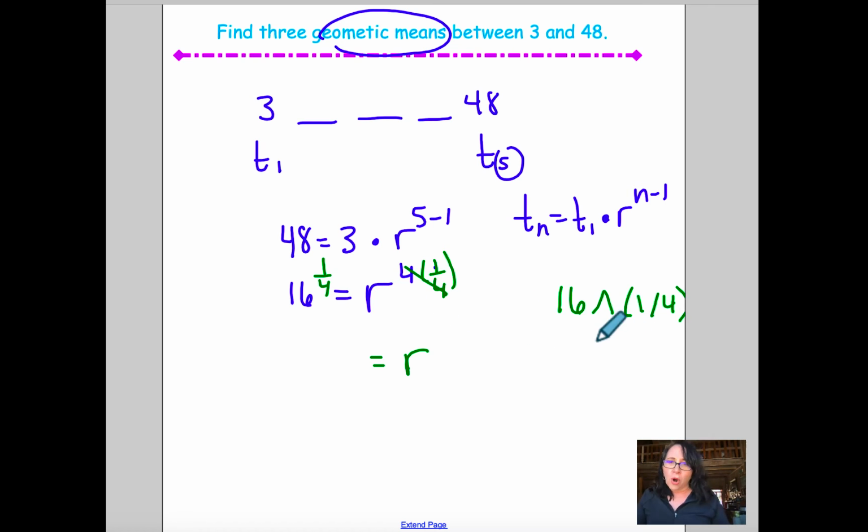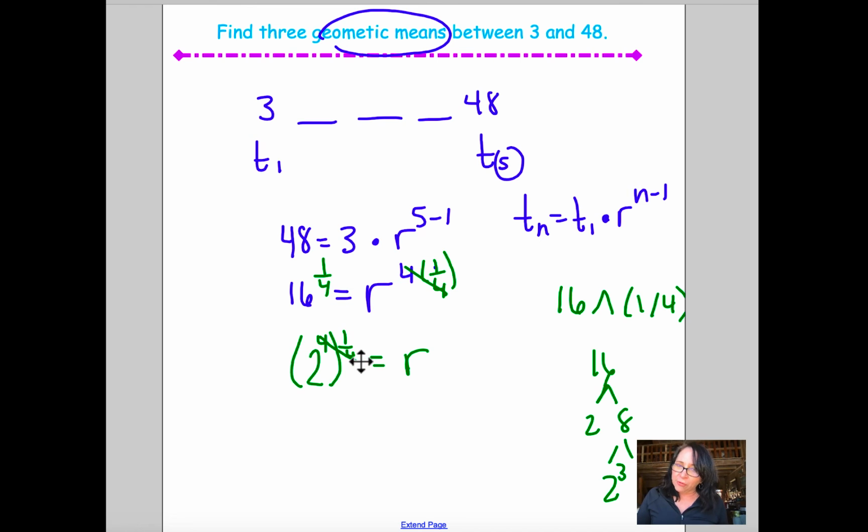Fine. Or you can take 16 and break that down. 2 times 8. 8 has 2 to the 3rd power. So this is 2 to the 4th power, right? So 16 is actually 2 to the 4th power. And then that's 2 to the 1/4 power. Do you see that? So the 4s are going to cancel.